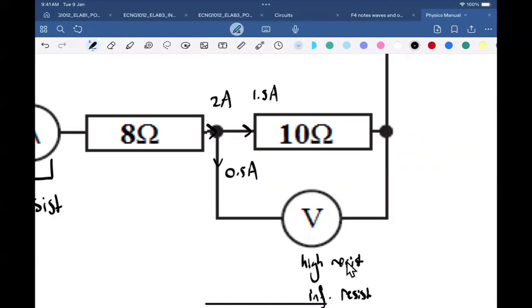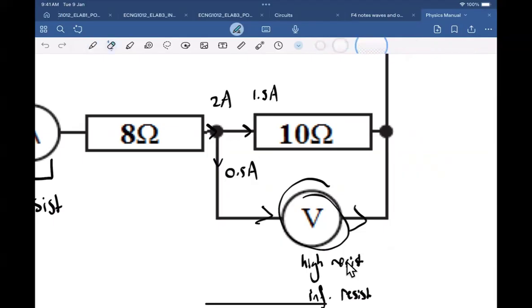Yeah. Because what happened to the current here now? What happened to the current going through the 10 ohm? What is the current going through the 10 ohm supposed to be? 2. But what happened now? It decreased by 0.5. Right, and that's because the voltmeter did not have a high resistance. So the current split.